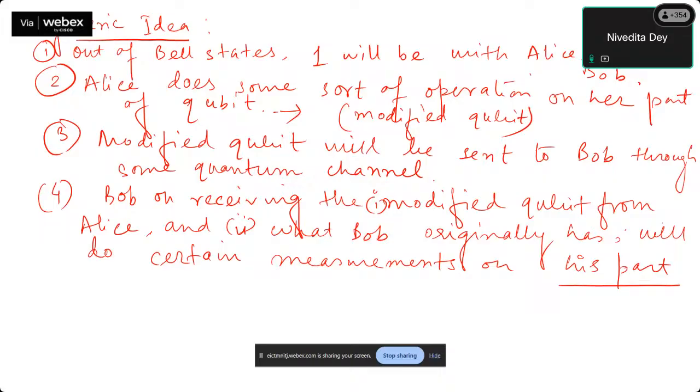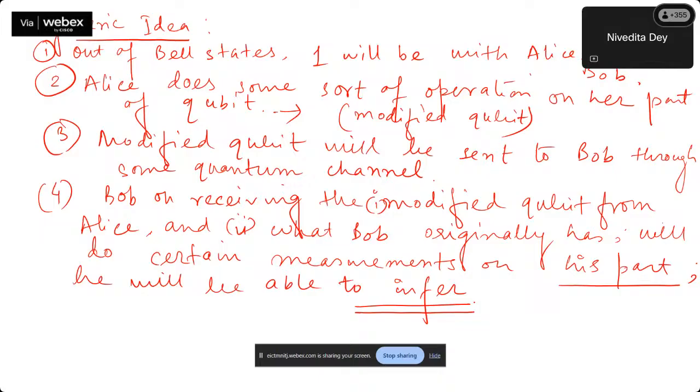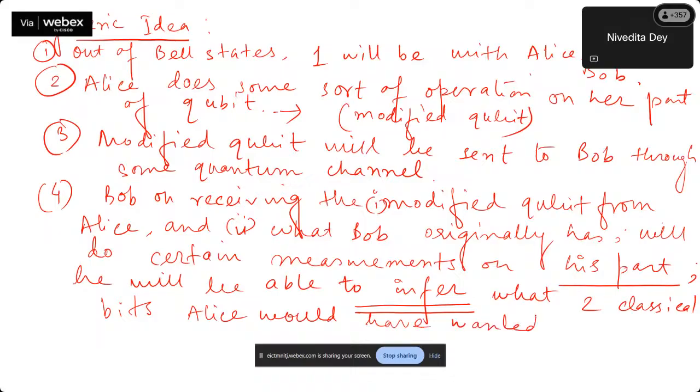And with that difference, Bob can infer that definitely Alice must be doing this particular information so that I am getting the reflection of the effect here in my set. So based on that, now he will be able to infer, right? That what two classical bits Alice would have wanted to send to Bob. So this is a generic idea.